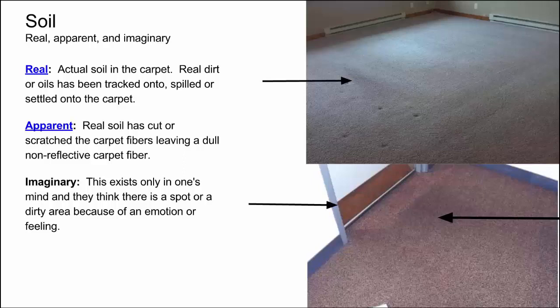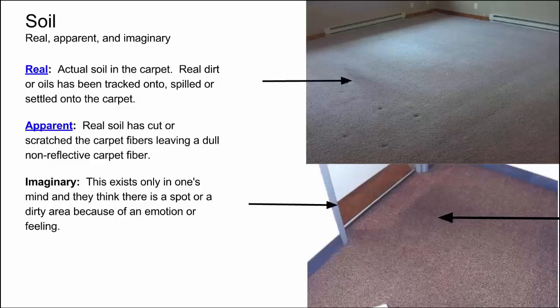The carpet is scratched. No matter how many times you clean it, it's not going to look any better. Now the bottom one is a little bit different. That's an apparent soil situation, but it's not caused by the carpet in any way. It's caused by that kick plate, which is a brass kick plate, and it's reflecting light onto the carpet and it's creating an area that looks like it's clean, but really it's just got a bright light on it.